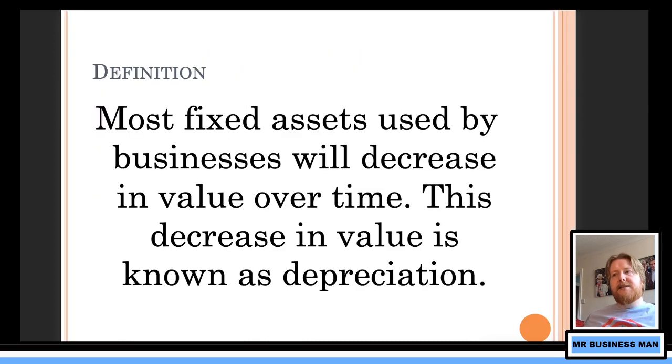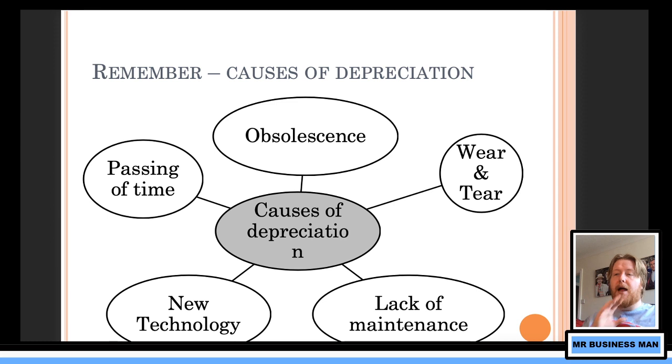Most fixed assets used by a business will decrease in value over time. This decrease in value is known as depreciation. Remember, fixed assets are things which we're going to have for more than a year. They will decrease in value, whether it's implied value or physical. It's always implied, really, isn't it? In terms of what people will pay for them, what you can demand for them, they will be worth less. And they're worth less for a number of reasons. So let's have a look at these.